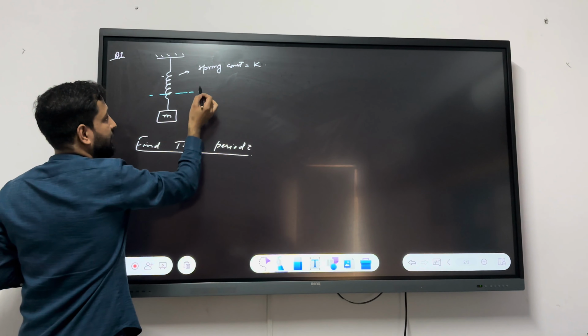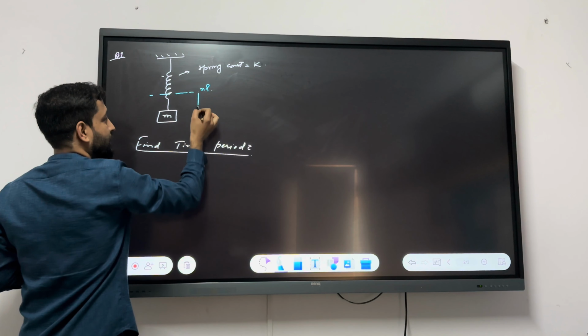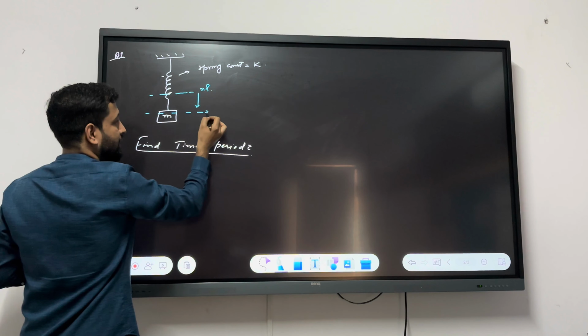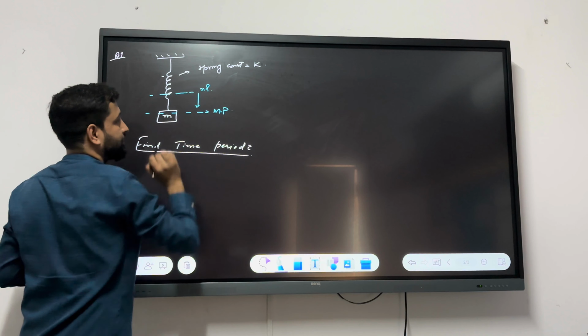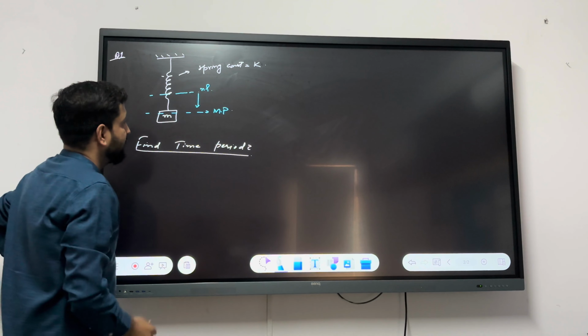Its natural length will be here. From natural length, this is its mean position. Now we have to find this.